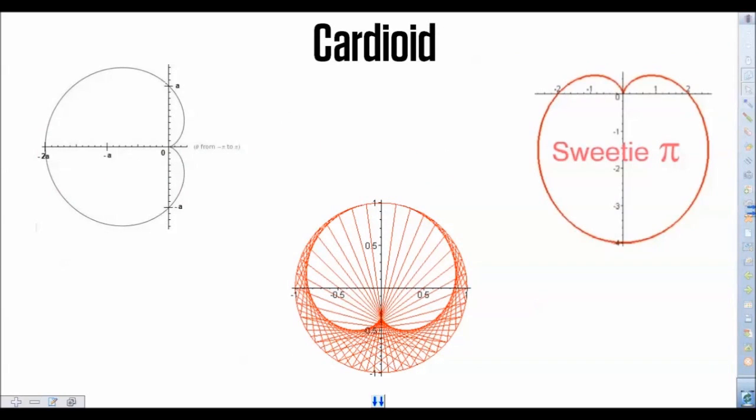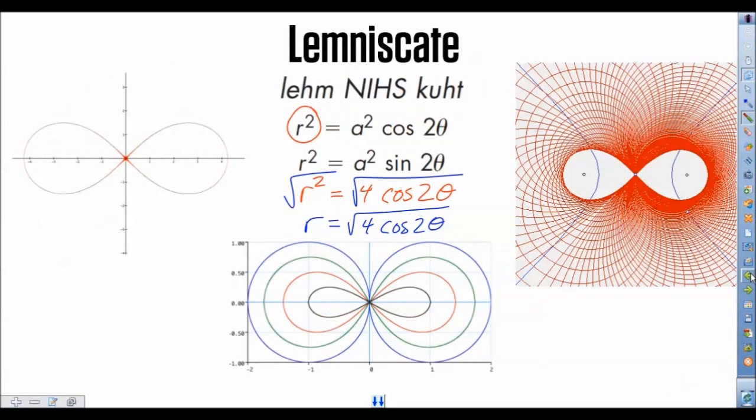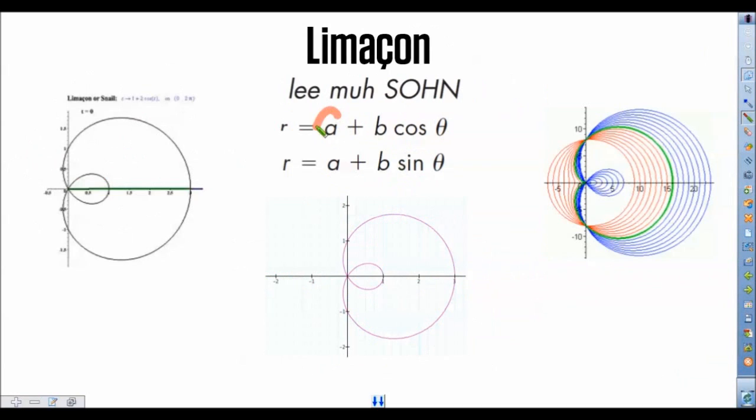Next up, the cardioid, heart-shaped graph. Very similar to the limacon. The only difference is that the two values that you use in your trig function are actually the same value here. That's the way you're going to create that cardioid. Remember, with the limacon, we actually had two different values here.